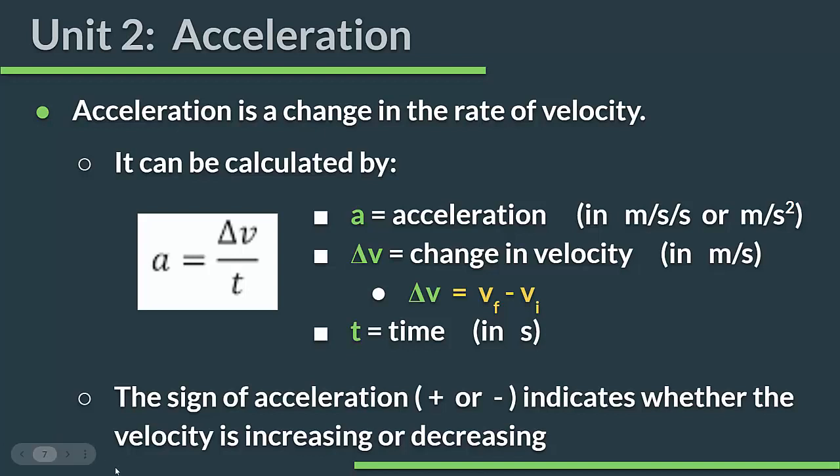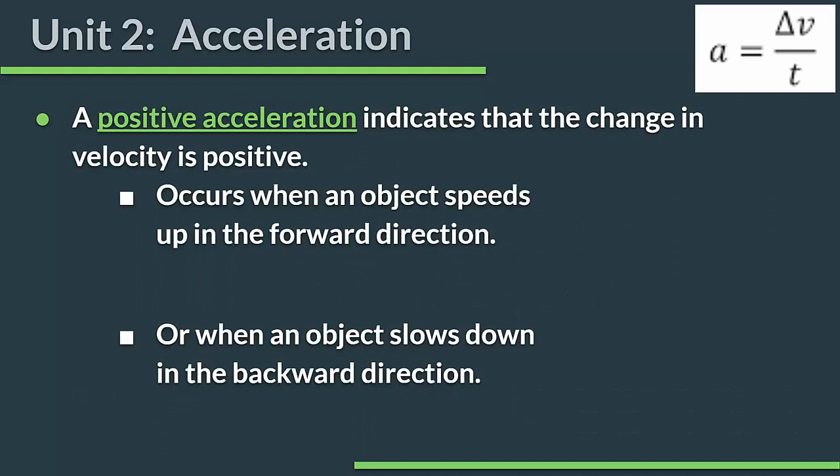The sign of acceleration, whether it is positive or negative, indicates whether the velocity is increasing or decreasing. Is your change in velocity increasing or decreasing? Okay, so let's talk about when we have a positive acceleration. What if we have a positive number for our acceleration? This indicates that the change in velocity is positive.